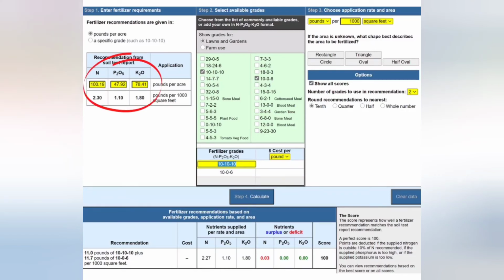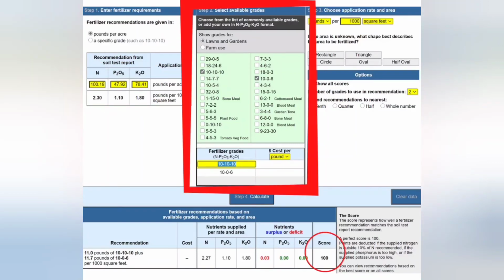So when you visit the fertilizer calculator website, you have to do a little bit of calculating to figure out pounds per acre, because that's how they want you to enter it into the calculator. So our nitrogen was 100.19. The phosphorus was 47.92, and our potassium is 78.41 pounds per acre. In the middle column, you will see that there are different types of pre-mixed fertilizer that you can choose from. And you can click the different ones and play around with that till you get one that gets your score as close to 100 as possible.